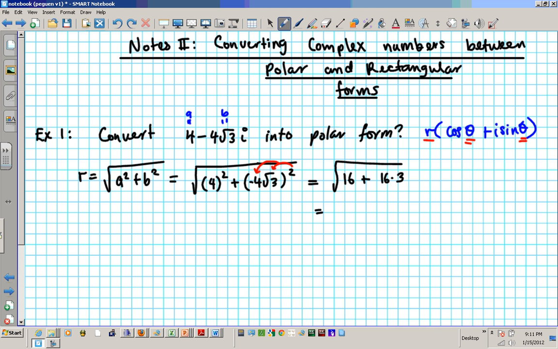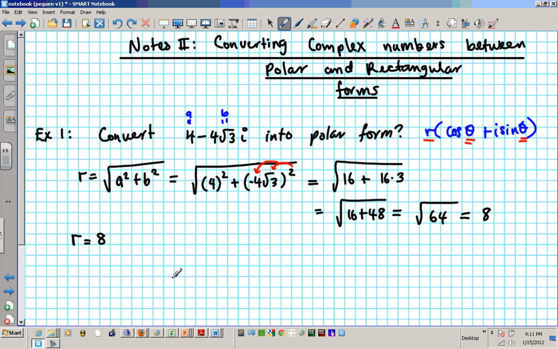That becomes the square root of 16 plus 48. What is 16 plus 48? I wish I knew. Oh, 64. Comes out nicely, which is 8. So there goes the radius. We have one of the answers in the bag. R equals 8. Now what do we need?